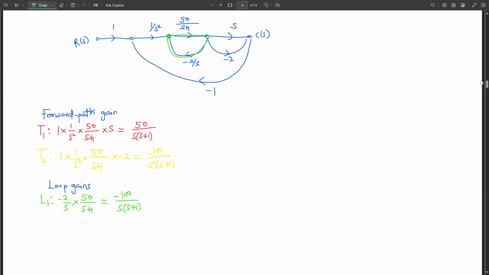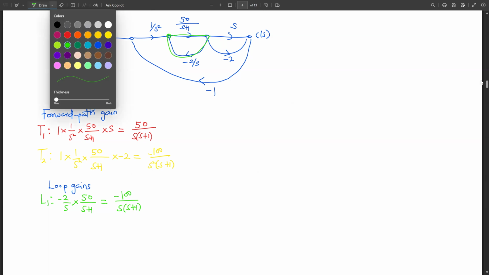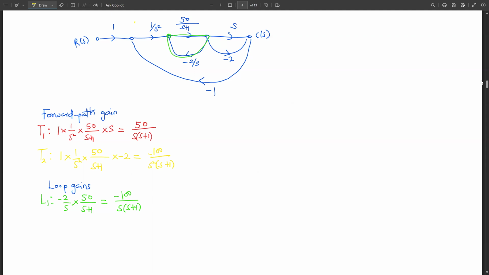And then let's see if we have any other node that we can identify. So let's see if I should start from this node here, and follow the signal flow to the output, then branch back to it. I have a loop. So my L2 is going to be 1 over s squared times 50 over s plus 1. Let me write it.